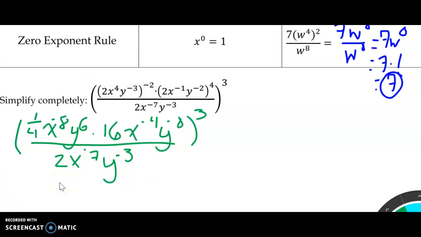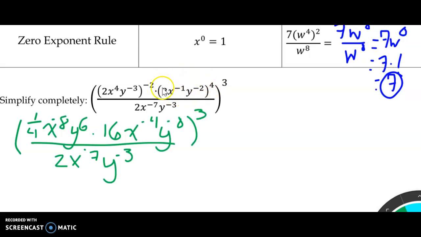So the first step here is I'm going to start by simplifying what's inside my grouping symbols. And I'll start even further by using the power rule on what's inside the grouping symbols. That's raised to the negative second power. So 2 raised to the negative second power is really 1 over 2 squared, so that gives us 1/4. And then we multiply our exponents, so 4 times negative 2 gives us negative 8. Negative 3 times negative 2 gives us 6.